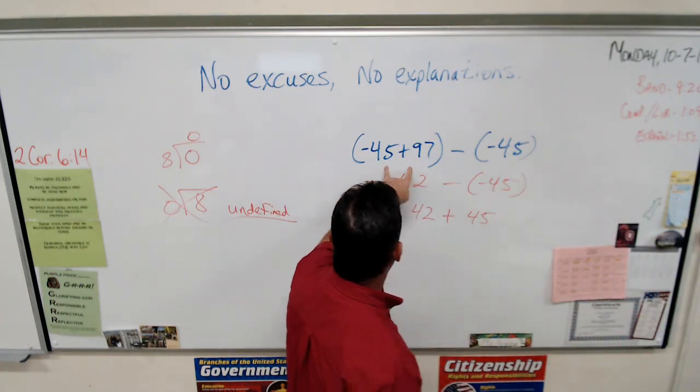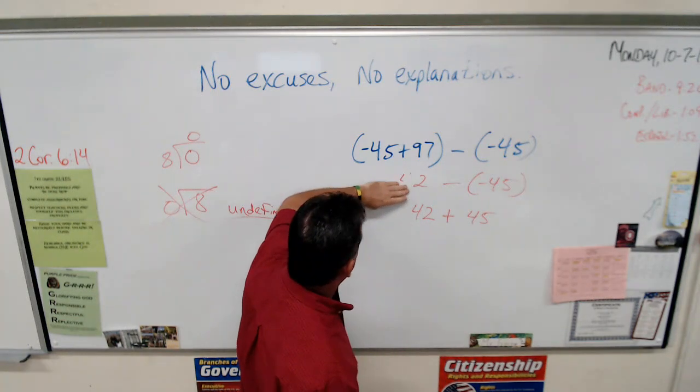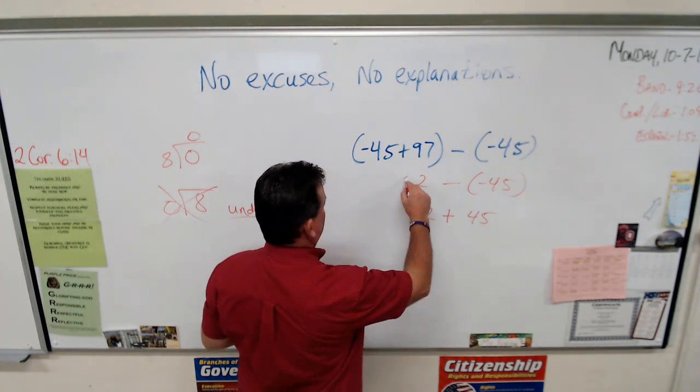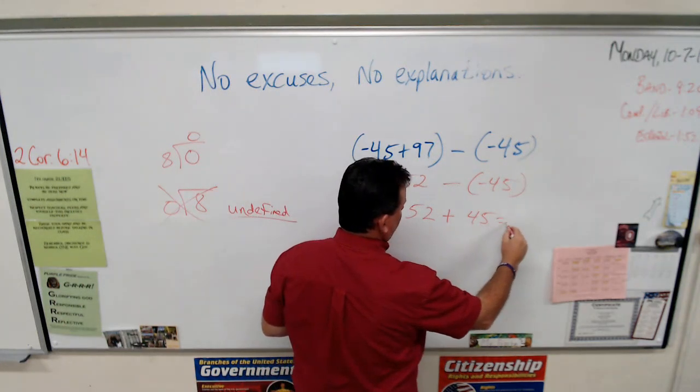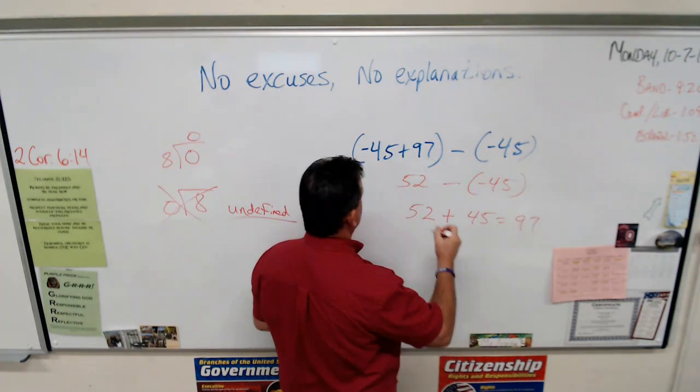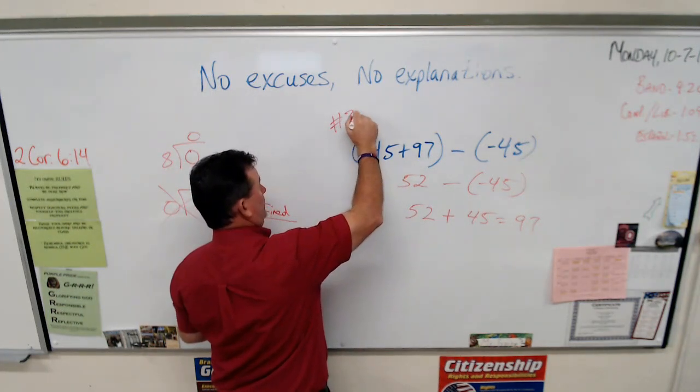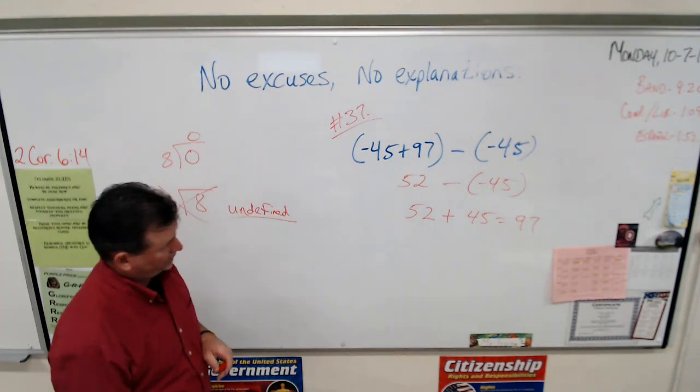This is number 37. Did I do that right? That's 52, isn't it? No, it's number 35. So 52 plus 45, 97. This is number 37. It's number 35.